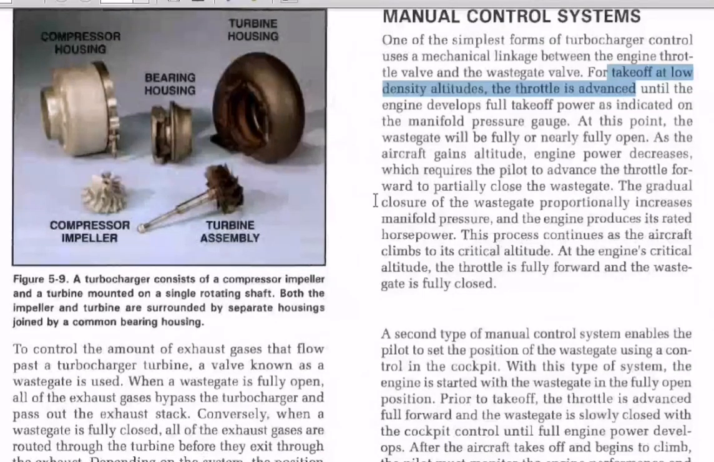When you start the engine, the compressor is not running, meaning the wastegate is fully open, meaning no exhaust or very little exhaust driving the turbine, so the turbine is not turning. But when you want to take off, you are going to advance your throttle, meaning you push up your throttle to the maximum. So some of the manufacturers will want to not use the turbocharger yet. But as you climb in altitude, then you have the engine start using the turbocharger.